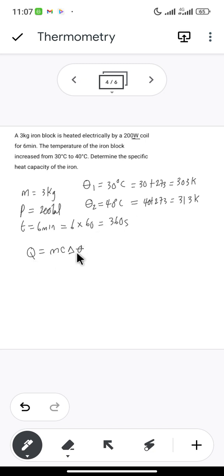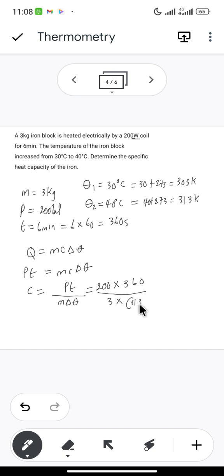So Q is equal to MC change in theta, but Q is also energy, which is power times time, is equal to MC change in theta. Making C the subject, C becomes Pt over M change in theta. Now what is your power? Your power is 200 multiplied by your time, 360, divided by your mass. Your mass is 3. Your change in theta is 313 minus 303.